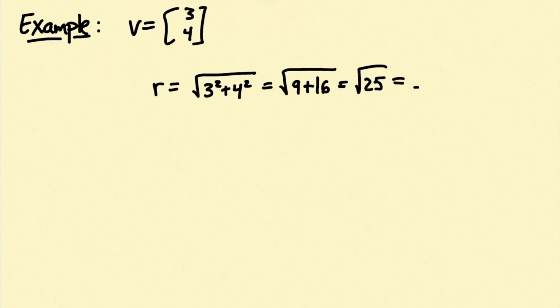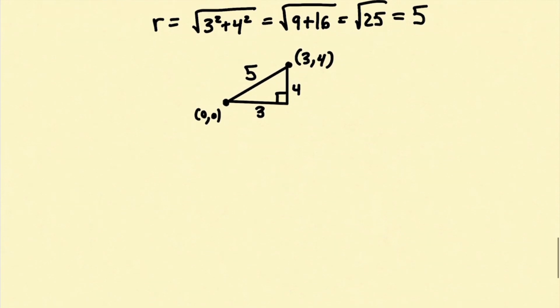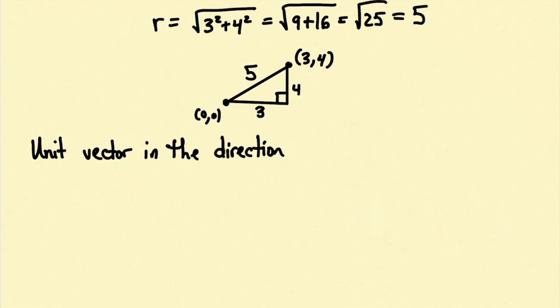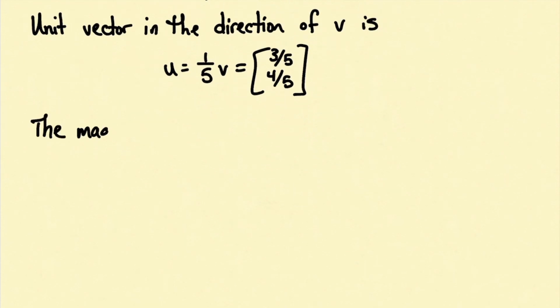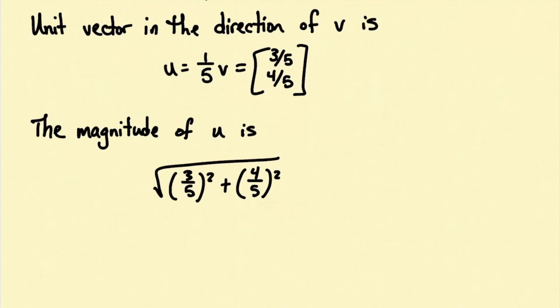The vector v, which has x-coordinate 3 and y-coordinate 4, lies on a circle of radius 5. If we want to find the unit vector which lies in the direction of v, all we have to do is take our vector v and scale it by a fifth. And we can see explicitly that this is indeed a unit vector by the computation.